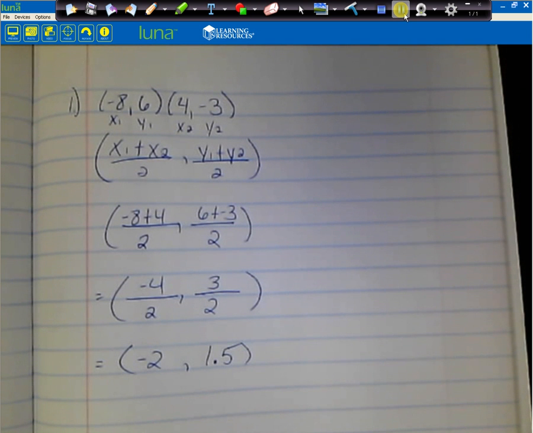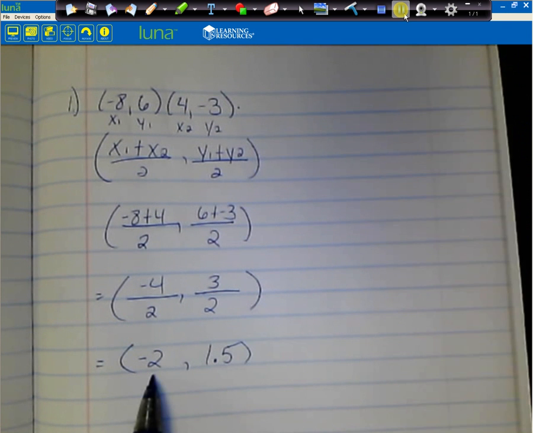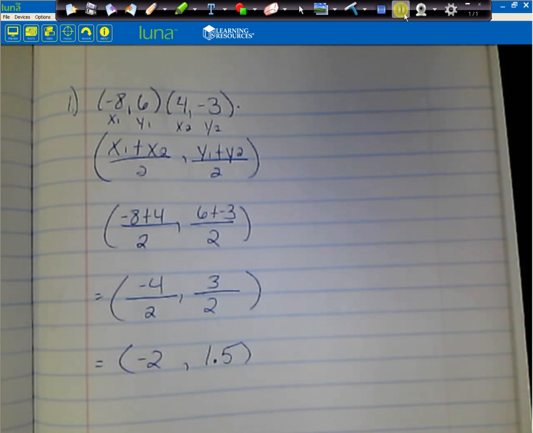So there's my midpoint. So if I were to graph these 2 points on a coordinate plane, then this point right here would be exactly in between those 2 points. It would be in the middle of those, which is why it's called the midpoint. Make sure you have all that down before you move on.